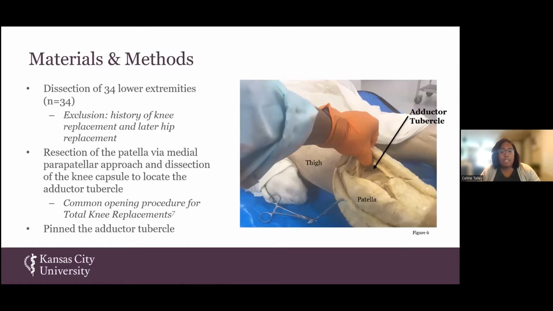To do this, we resected the patella via a medial parapatellar approach, dissected the knee capsule, and located the adductor tubercle. Locating the adductor tubercle was confirmed by an additional author to increase confidence. And after confirmation, the adductor tubercle was then marked with a blue pin, which you can kind of see there. A little hard at this angle, but the arrow points right to it.